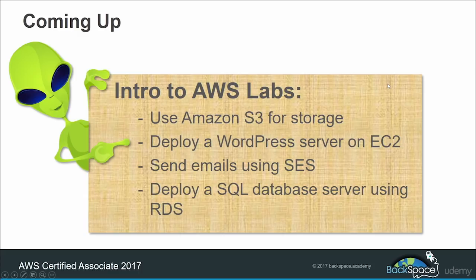So coming up, again, we're going to have some pretty good AWS labs that are going to introduce us to the AWS services. First off, we're going to create an Amazon S3 bucket and use that to store some files. Then we're going to go into something a little bit more advanced, and we're going to deploy a WordPress server on Amazon EC2. Then we're going to be sending some emails using Amazon Simple Email Service. And then finally, we're going to deploy a SQL database server using Amazon Relational Database Service. So I'll see you in the labs.